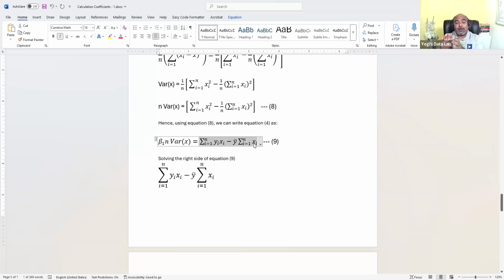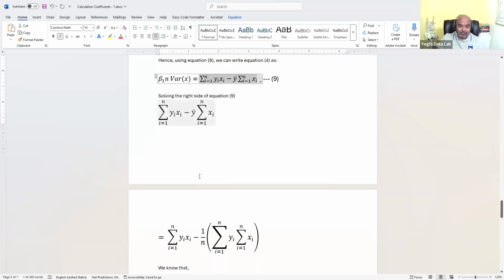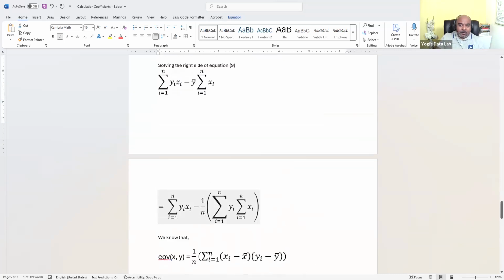Now let us solve the right part of the equation. So the right part of the equation is this. I've just written it here. Now when you open up y bar, what will it become? It will become minus 1 by n summation i equal to 1 to n yi, again a summation i equal to 1 to n xi.